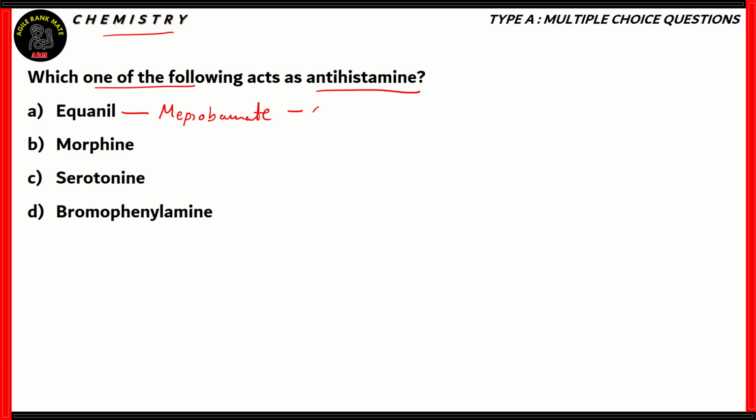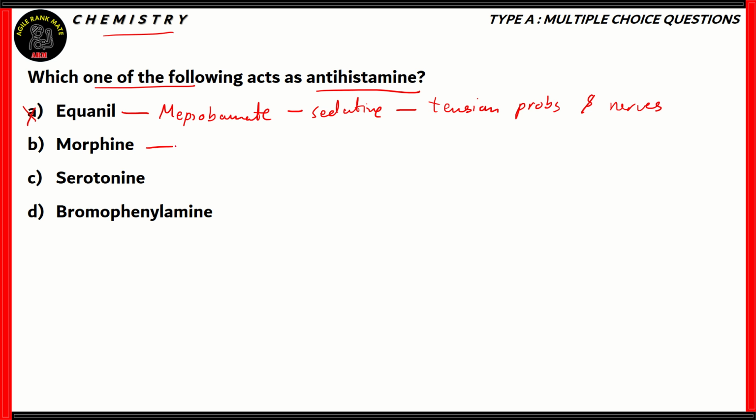and it is used as a sedative, which means it is used for tension issues and also for the nervous system. And it's got side effects. So option A turns out to be incorrect because we're talking about a sedative that is equinol, which is not an antihistamine.